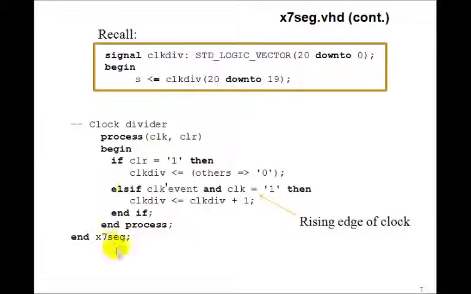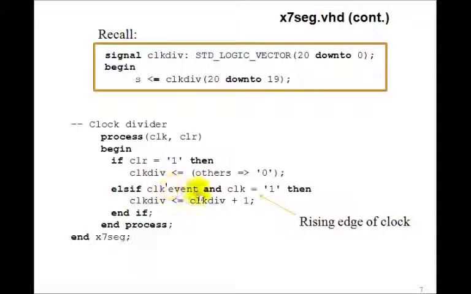Here's how the clock divider works. Remember we had the signal clock div, and we set S to clock div 20 down to 19. That gave us our low frequency count. But how did it count to begin with? Well, that's this clock div signal. And the way it works is we say if clear equals 1, we set them all to 0. This others go to 0 is a way to set all 21 bits of these to 0 if the clear signal input is 1.